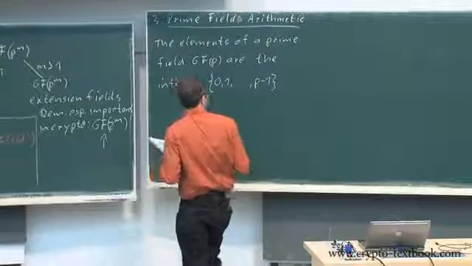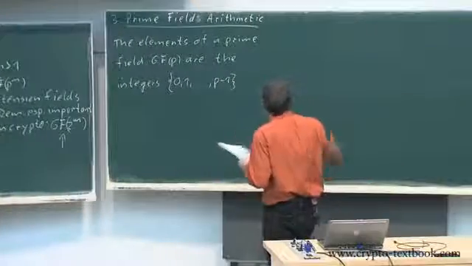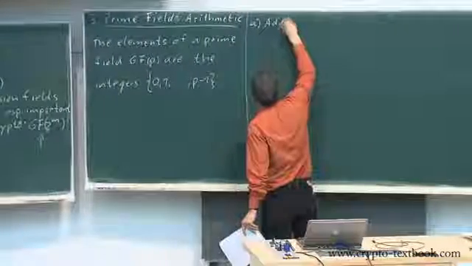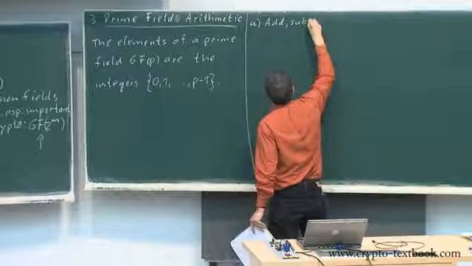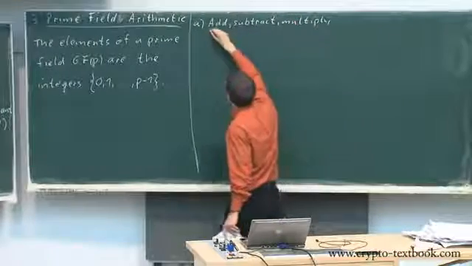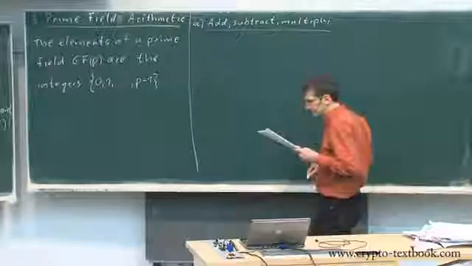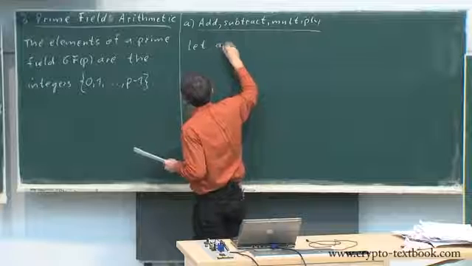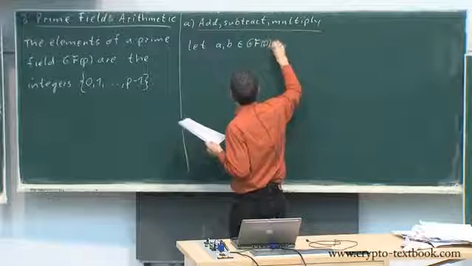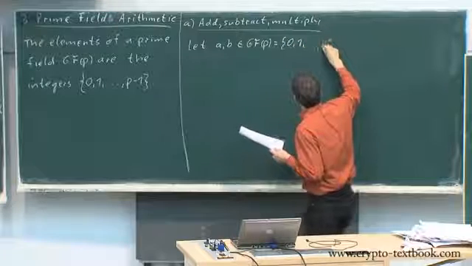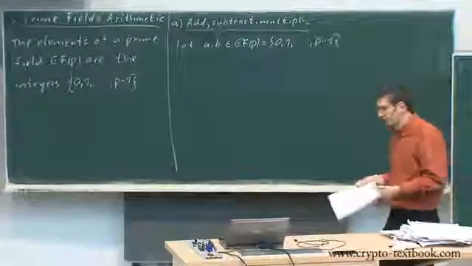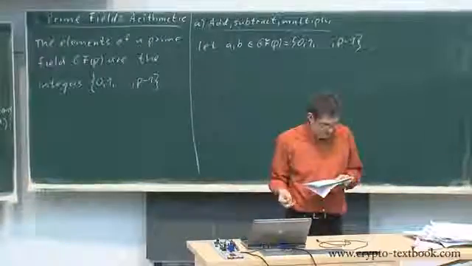I think I do that here. So that would be 3a: add, subtract, and multiply. We do all together. So we start with 2 elements, A and B, any element of a finite field, and now I'll show you the rules for addition, subtraction, and multiplication.